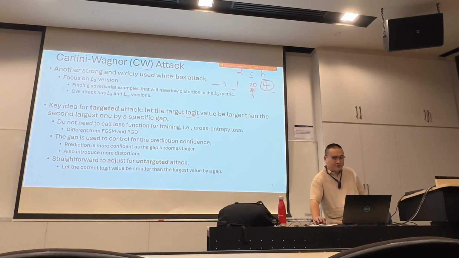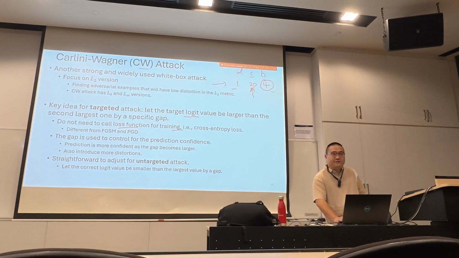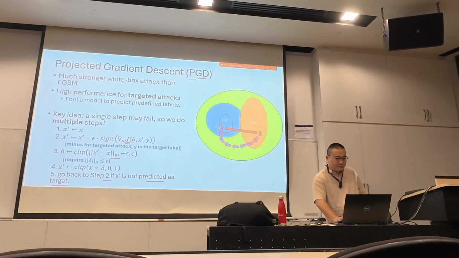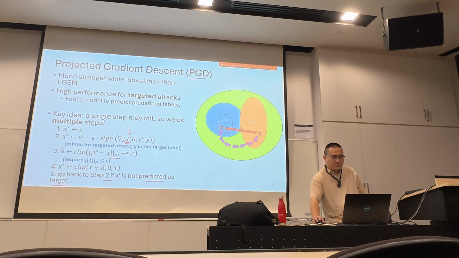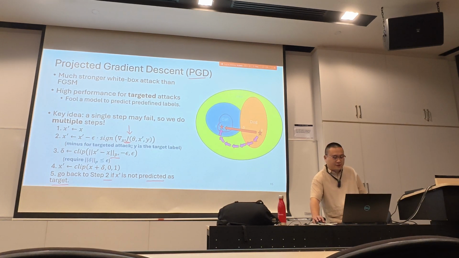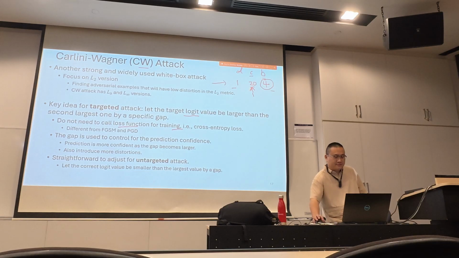In this way, we do not need to call the loss function for training. For PGD, we need to calculate the loss, and we need to calculate the gradient of the loss function. Therefore, we need to use the loss function, which can be cross entropy for image classification. But for the CW attack, we don't use the loss function.